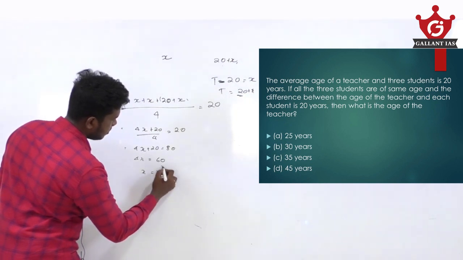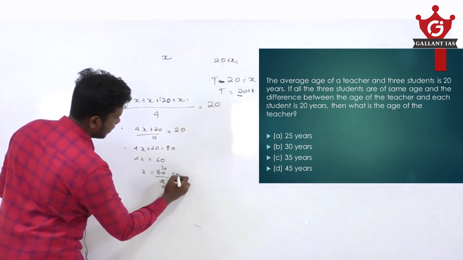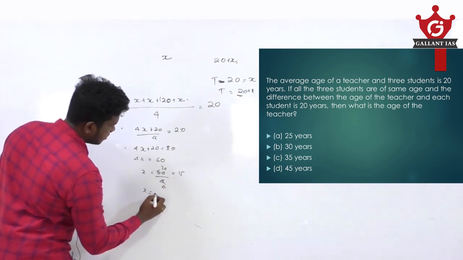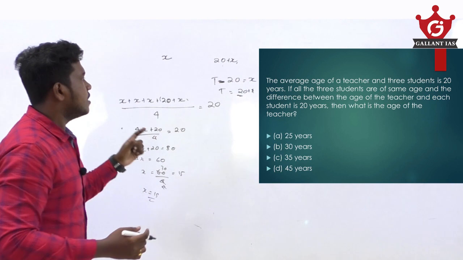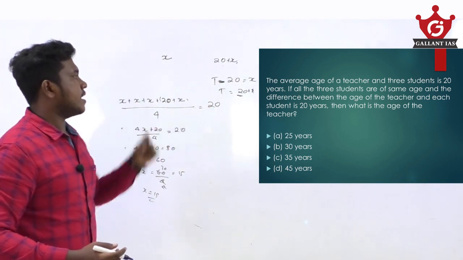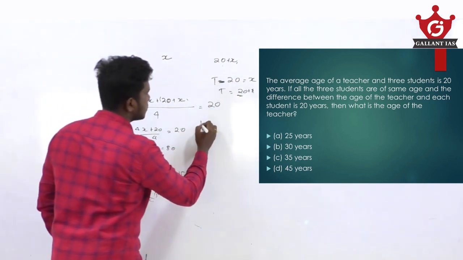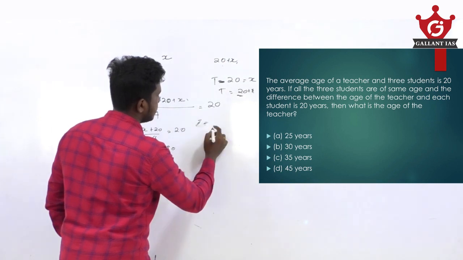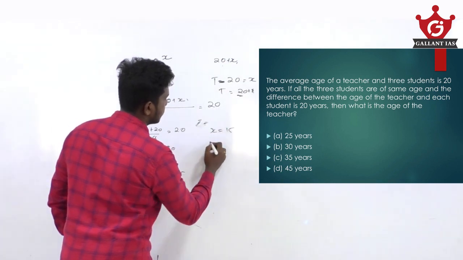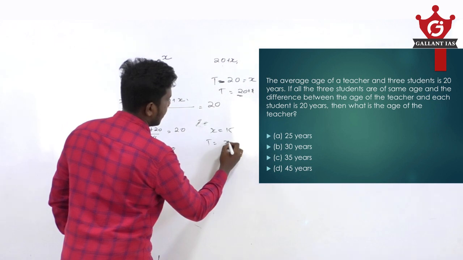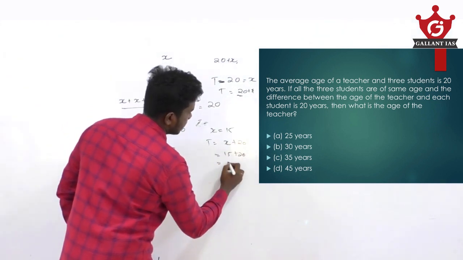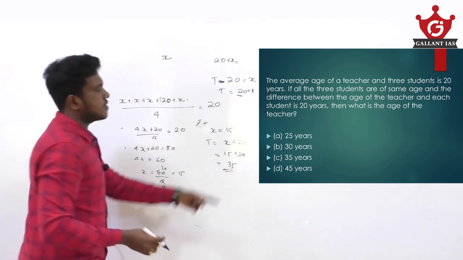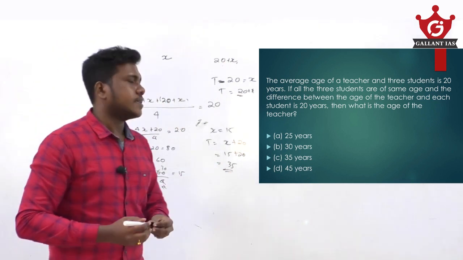So X is 15. So the age of each student is 15. But the question is, we need to find the age of the teacher. So the teacher's age is X plus 20, that is 15 plus 20, which gives 35. So the age of the teacher is 35. Answer C, 35.